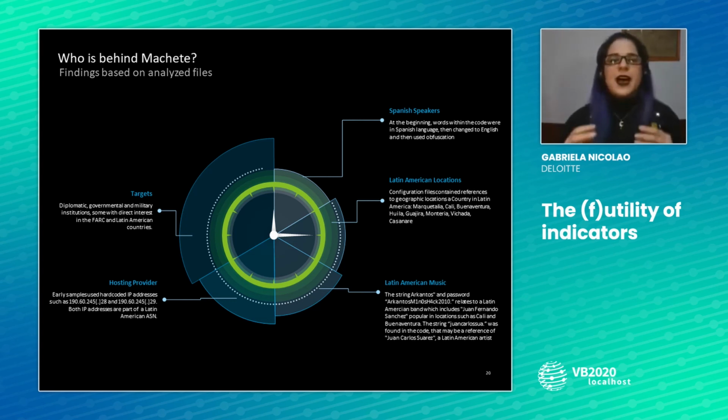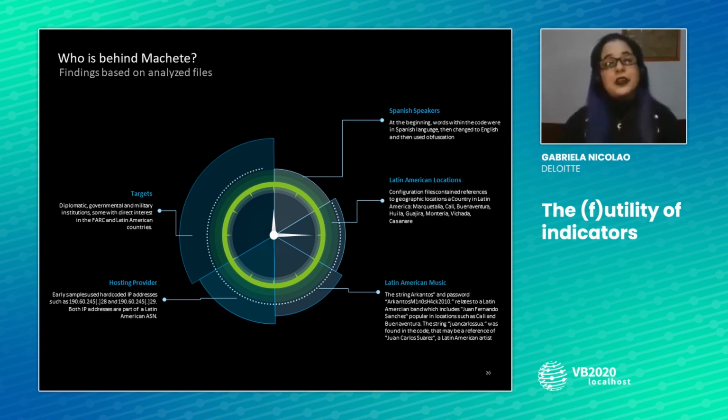Then, some samples had the string arcantons used in both the URL path and an FTP password, and this could be a word that references a video game if you Google it, but it also references the name of a Latin American band led by a singer called Juan Fernando Sanchez, and also is the name of a bar in a Latin American country. I also saw the string Juan Carlos Sua that was used as a USB file path found in 2013 and may reference a Latin American artist called Juan Carlos Suarez.